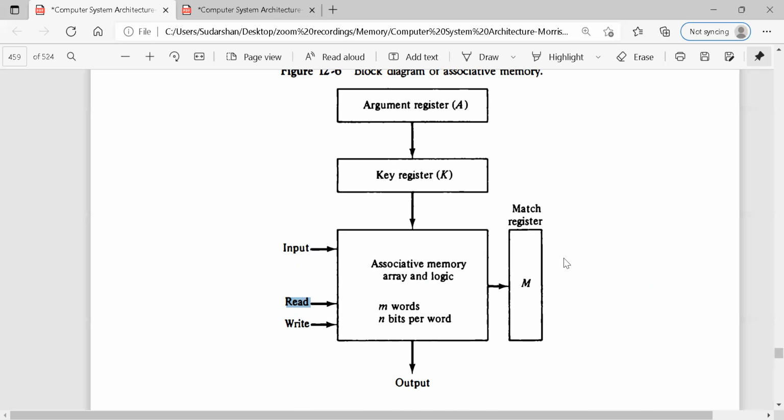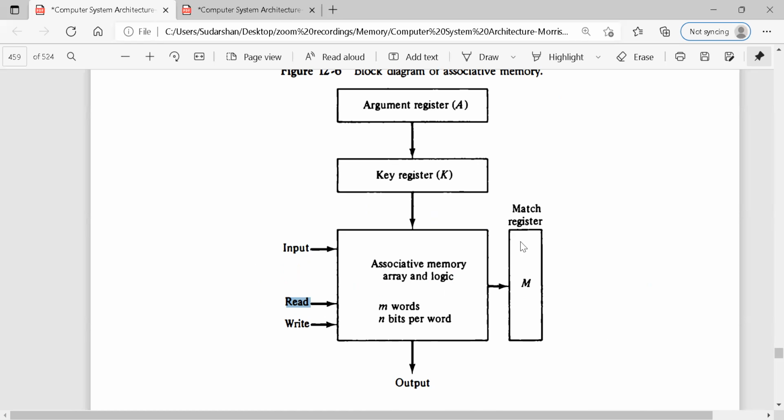Therefore, when you go for comparison, instead of comparing only the argument register and key register with the word, you can also take into account your tag register. You have to compare only those words which are active, and those words which are inactive can be ignored or avoided for comparison purposes. Therefore, use a tag register and its content.